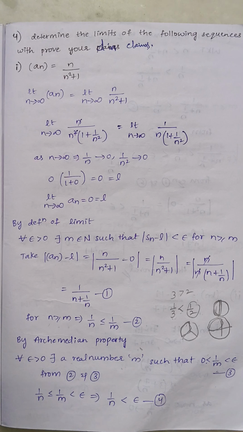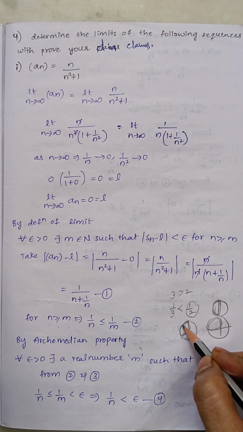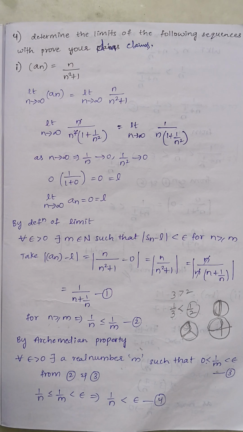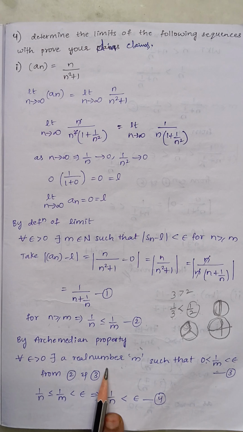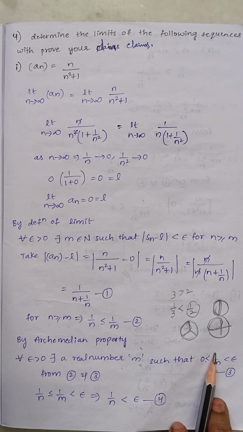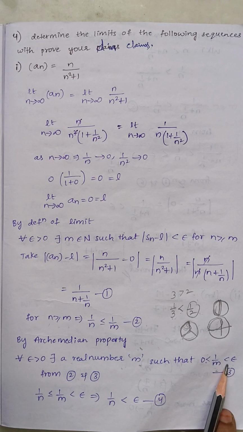It will be decreased. Suppose you are taking m as a real number, 100. When you take 1 by 100, what will happen? When you divide one circle into 100 parts, a single part is a very small quantity. So in the sense of the Archimedean property, you may take any real number, and when you take the reciprocal of that real number, it is a small quantity which is less than epsilon.